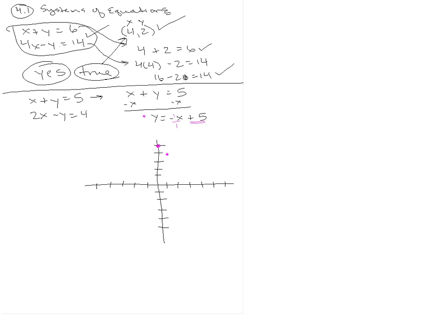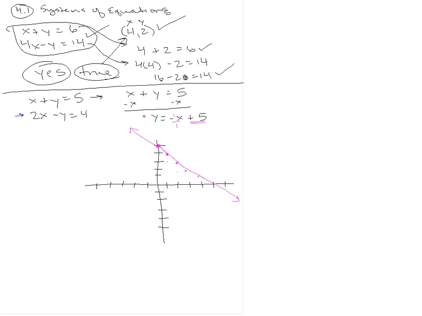So now we draw, and you can go down 1 and over 1 to try to help get the most accurate line here. Okay, that's that line. Now let's do this line, this one over here.